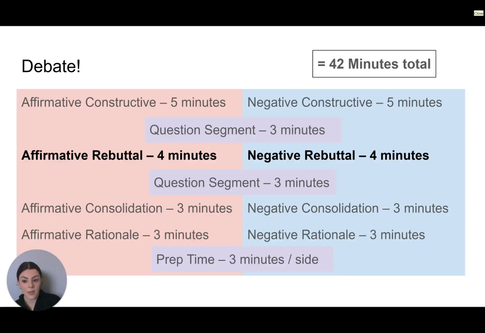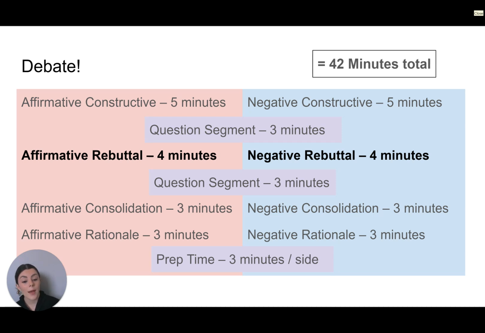If you're on the affirmative side, just like we saw in this debate outline, the affirmative constructive goes first, then the negative. Then there's a questioning segment where both sides ask questions for 3 minutes together. Then the affirmative rebuttal goes first. In 4 minutes, they're rebutting all of their opponent's contents. And if they've done everything and they still have time left over, they can go back and talk about why their points are better than the opponent's as well. Kind of talk more about their case.